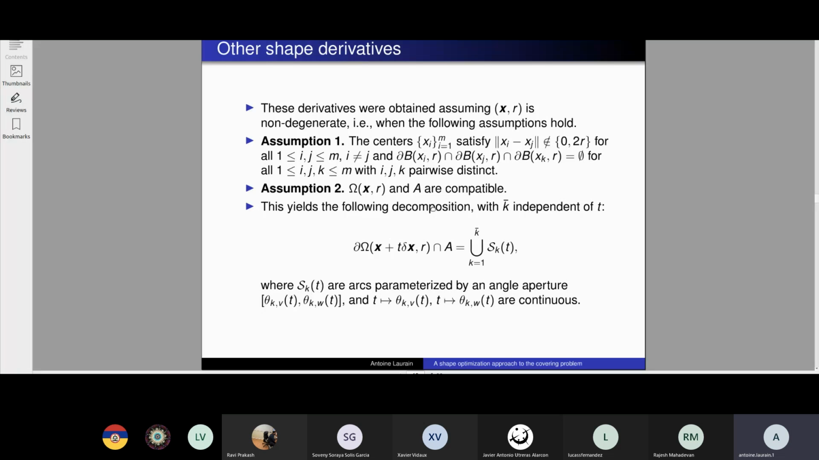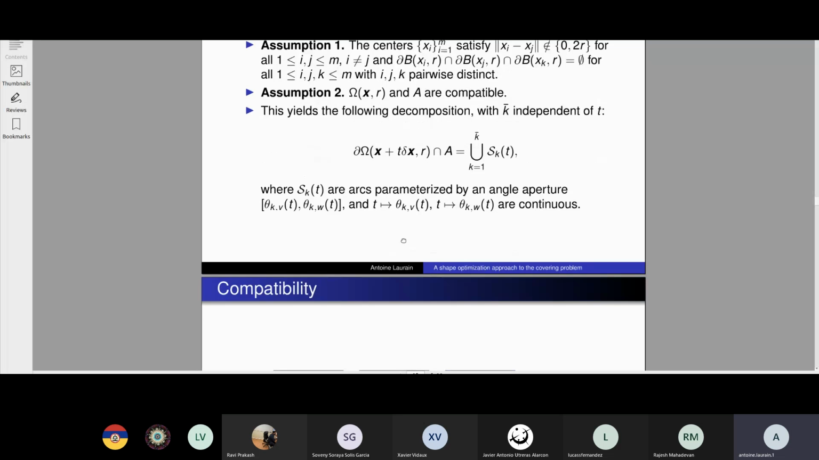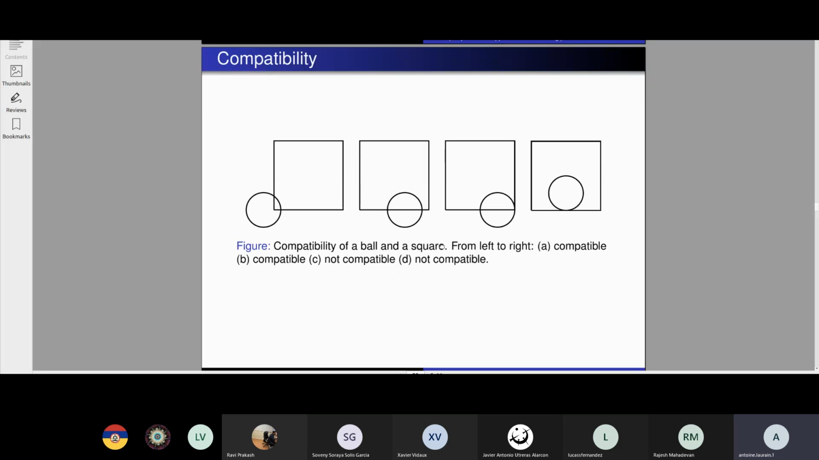I'm not a topologist, so I don't want to say something really stupid about topology, but basically you want the number of arcs to stay the same, and you want mappings between the arcs when you make a small perturbation. And if you don't satisfy these assumptions, then you have a problem. For instance, imagine if your two disks are tangent. If they merge or if they separate, then you will have a different set of arcs. So let me show you with pictures how this works. I think it's easier to understand.